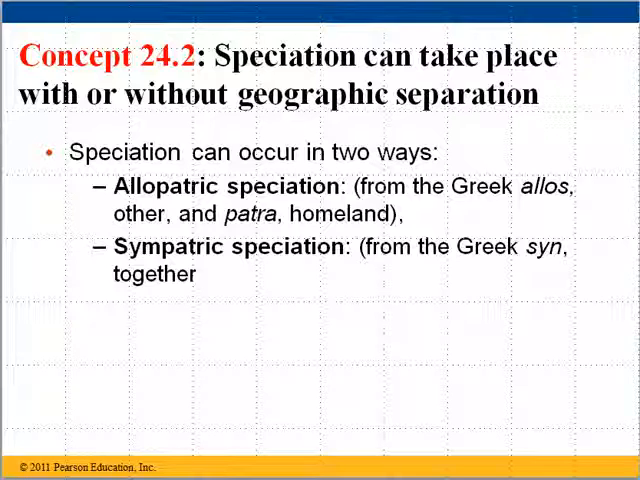So with allopatric speciation you have a geographic separation of the two groups, and with sympatric speciation you do not have a geographic separation, but there are other factors that cause the divergence to occur. So we're going to look at those two. We'll start with allopatric and then we'll move on to the sympatric.